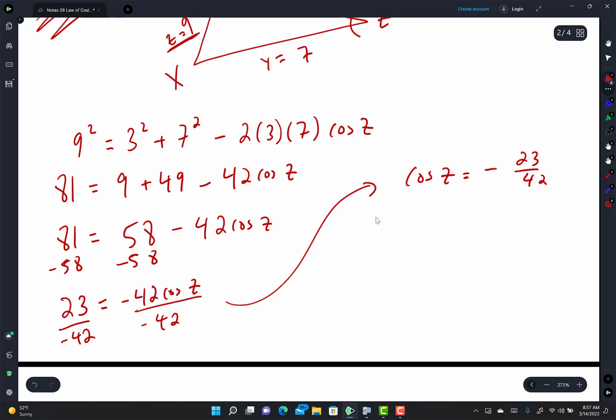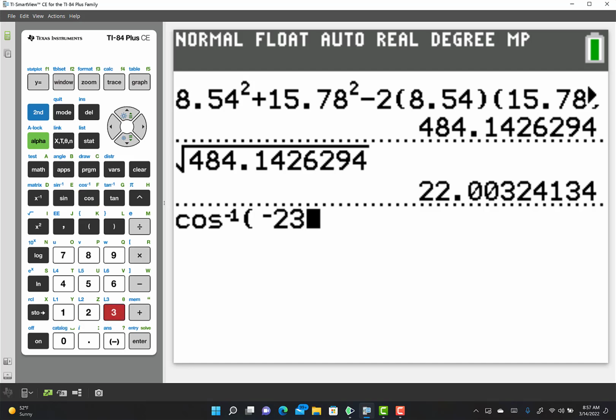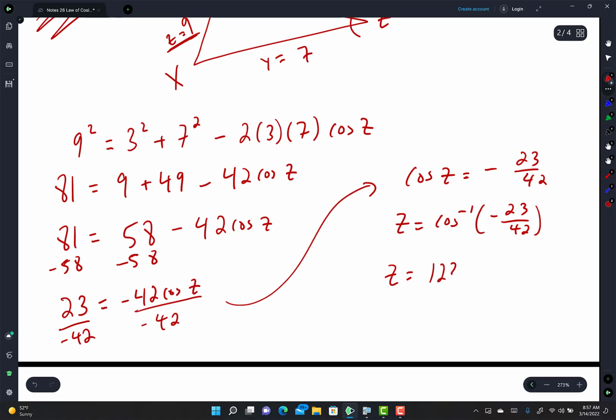And then to get angle Z by itself, you just do the what? Inverse cosine. Negative 23 over 42. So let's see what we get. So I take my calculator. Inverse cosine, negative 23 over 42. Let me know if I made a mistake. I make mistakes all the time. 123.204 degrees. And there it is, guys.